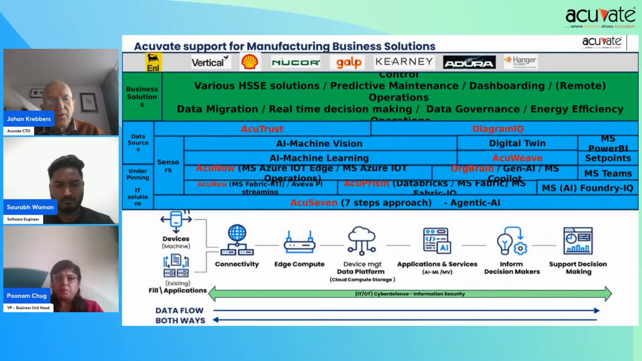And the green part on the top shows the various business solutions I mentioned a moment ago, like HSSE solutions, and you're going to see OEE solutions. So these are business solutions on top of our Fabric environment, on top of our Databricks environment, on top of our infrastructure services in the Azure space.